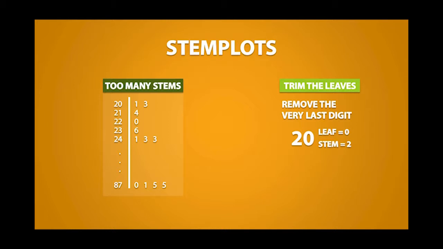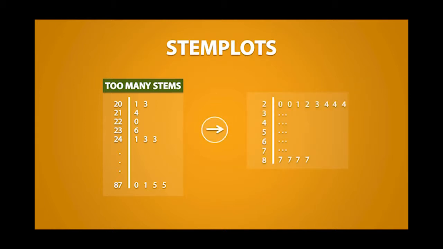We would do the same process for each data value. By trimming the leaves, we get a better looking stem plot. Notice how we have reduced the amount of stems by doing this, and we have saved ourselves the trouble of having to write down over 60 stems.